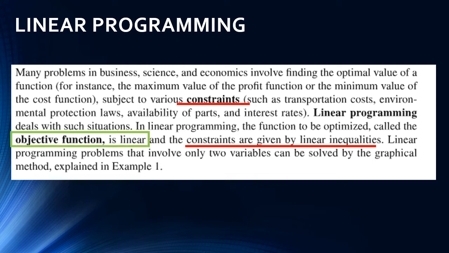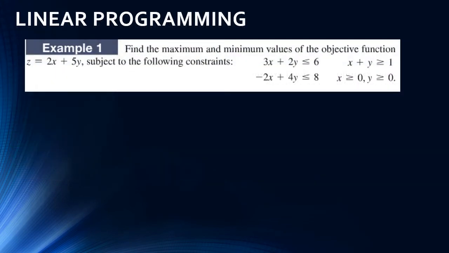The objective function is a linear equation, and this is what we are trying to maximize or minimize, or we would use the word optimize. Find the maximum and minimum values of the objective function z equals 2x plus 5y subject to the following constraints. Okay, so our objective function is z equals 2x plus 5y, because this is what we're trying to optimize, what we're trying to find the maximum and minimum values. These are our constraints, and we can tell that because they have less than or equal to all of them.